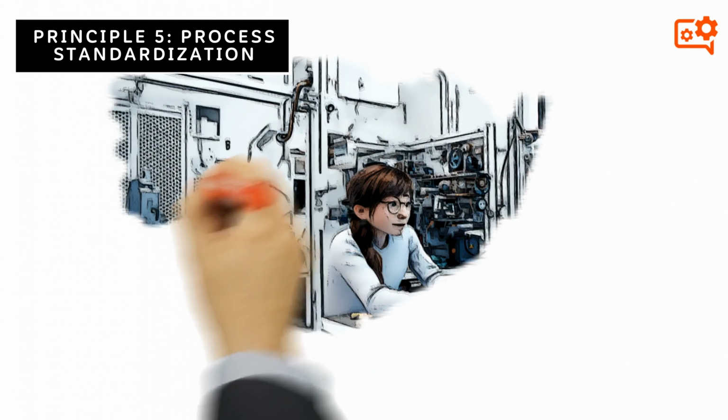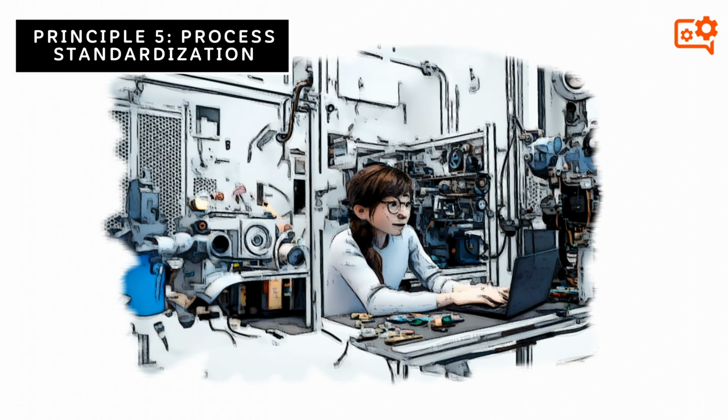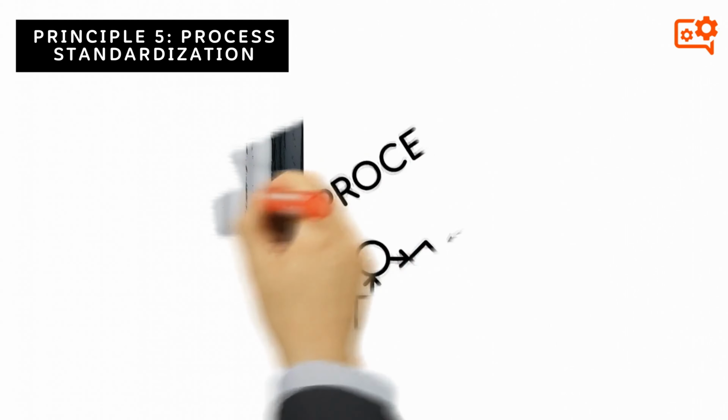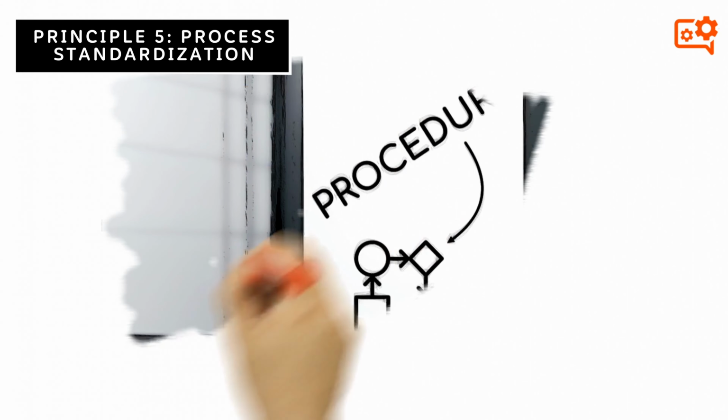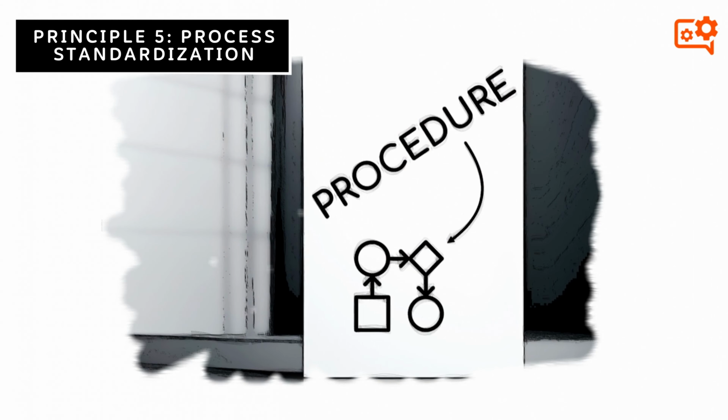The fifth principle of PokaYoke is to standardize processes. This means establishing standard operating procedures that everyone follows to minimize errors. For example, a food production company might have a standard procedure for cleaning equipment to prevent cross-contamination.